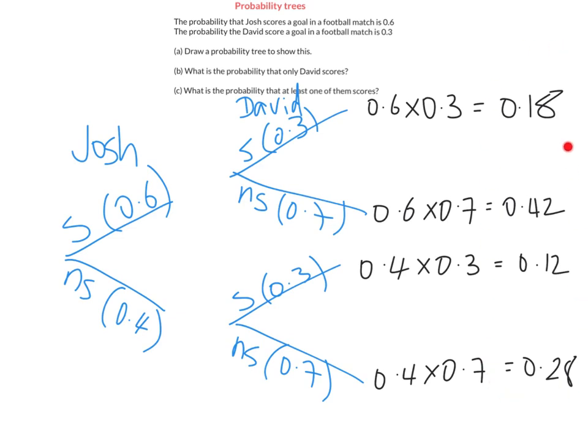Okay. Once you've done that, if you want to just check that you're right, if you add up all of your answers here, if they make 1, then you've got it correct. Okay, so there's your probability tree done.